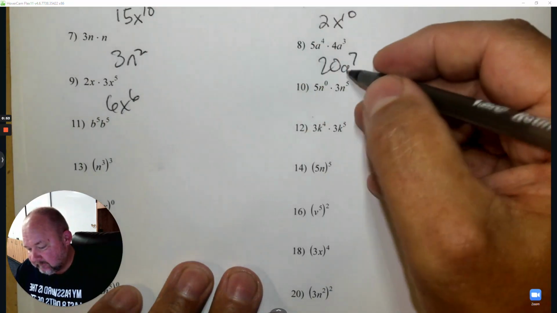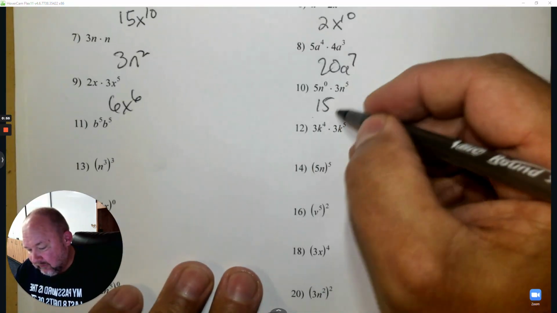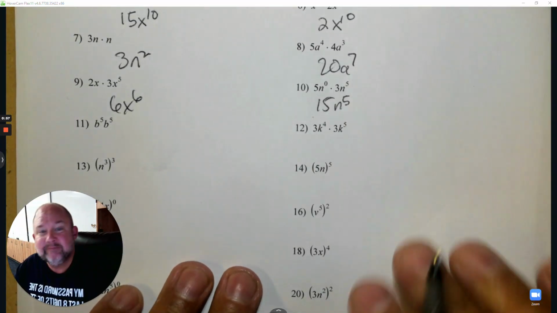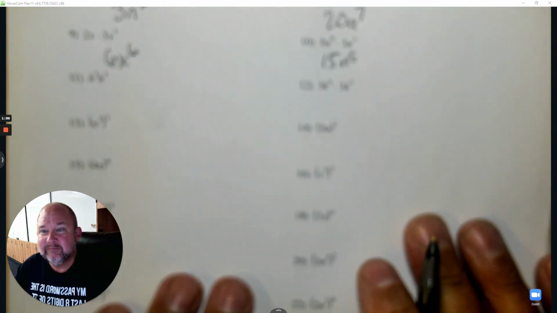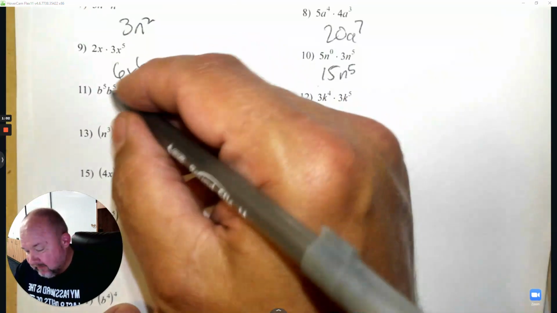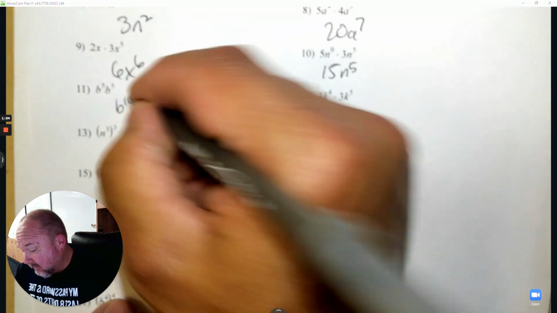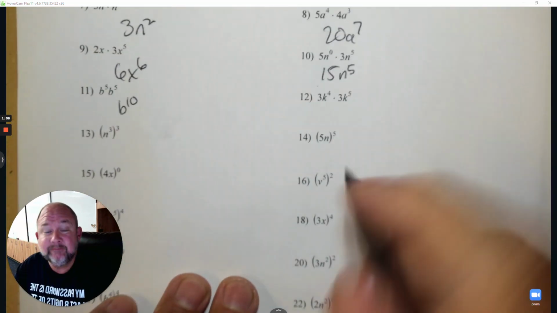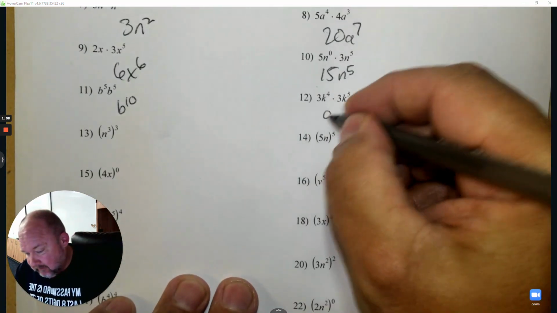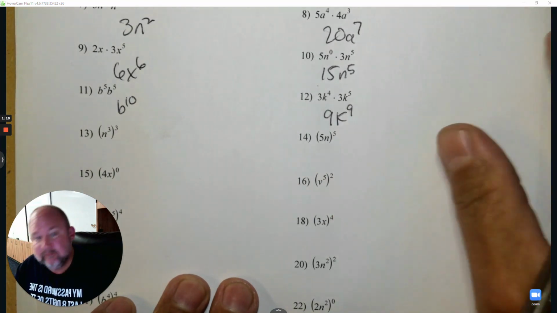Multiply. Multiply. Now 0 plus 5 is just 5. Here, it's 1 times 1. So it's really just adding the exponents for b. Multiply and add.